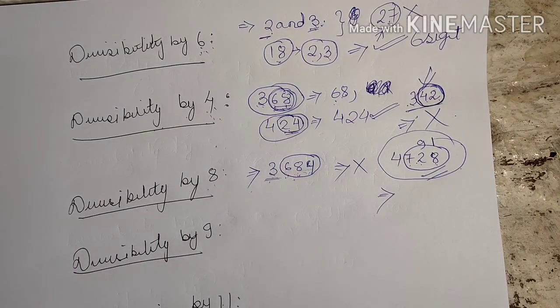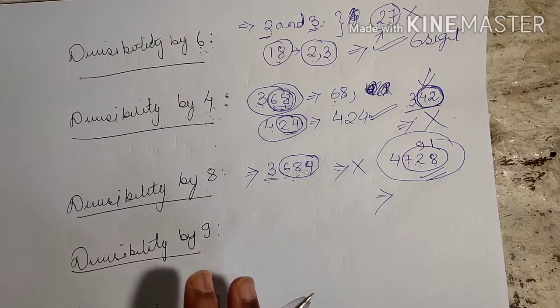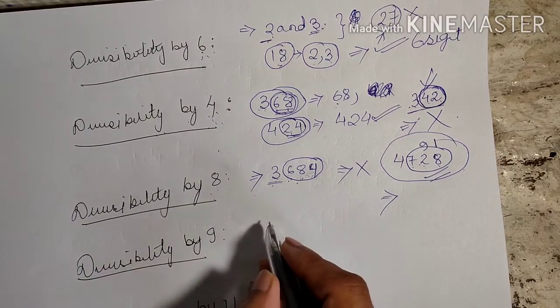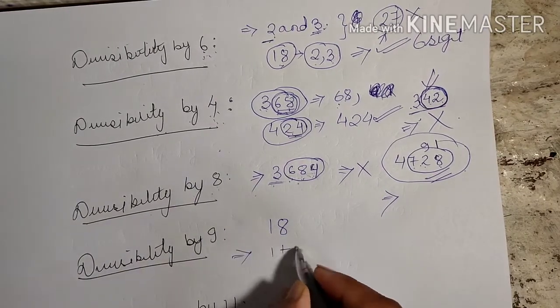So what you are going to see for 9: if the sum of the digits of a number is divisible by 9, the number itself is divisible by 9. Just like we have done for 3, isn't it? We are adding the digits. Suppose 18 is given, so what will you do? You will add them, 1 plus 8.